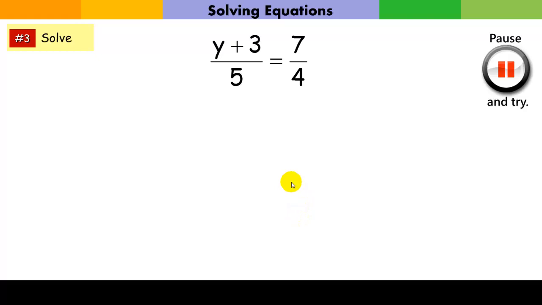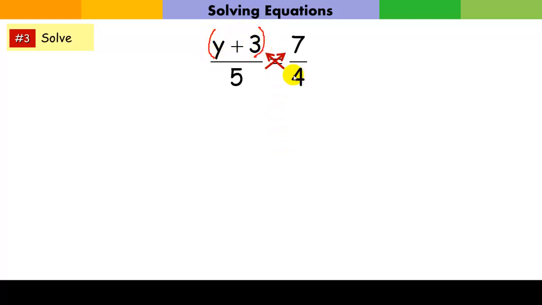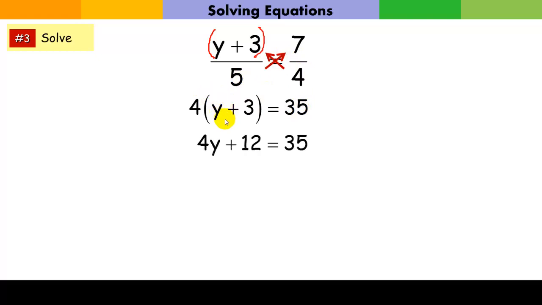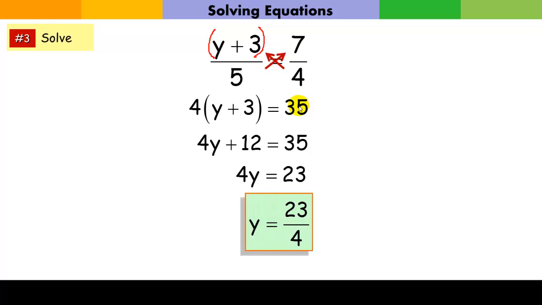Okay, number 3, why don't you give this one a try? Okay, here again, just like the last problem, we're going to use cross products. And using the cross products, we have to remember that this again is grouped. So now when I go 4 times this, I'm saying 4 times the quantity x plus 3. 5 times 7 on this side. We distribute on the left side. Subtract 12. Divide by 4. Our solution is y equals 23 over 4.